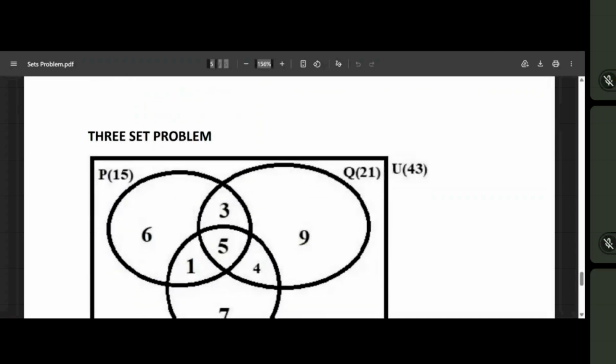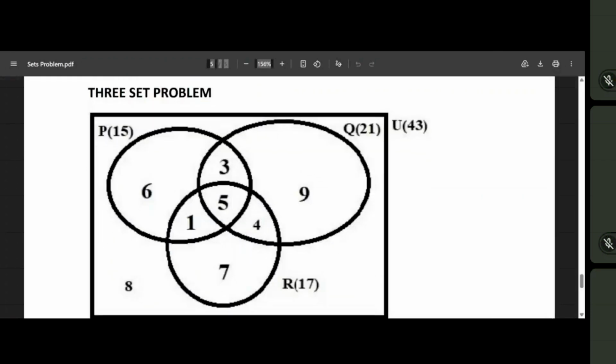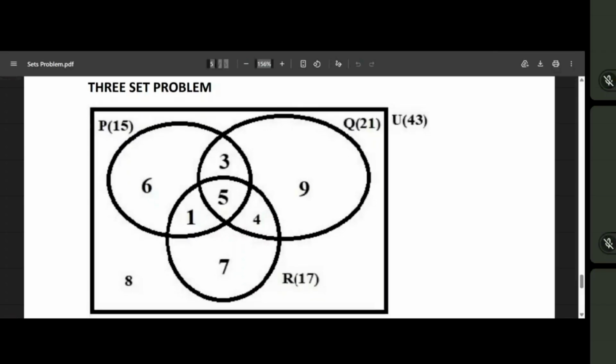It becomes a little more complex when the diseases are 3. But once you understand the 2-set problem, the 3 should be no problem for you at all. It's just a little transfer of knowledge. So here, we have P, Q, and R.